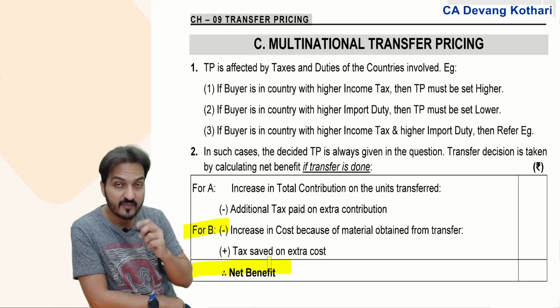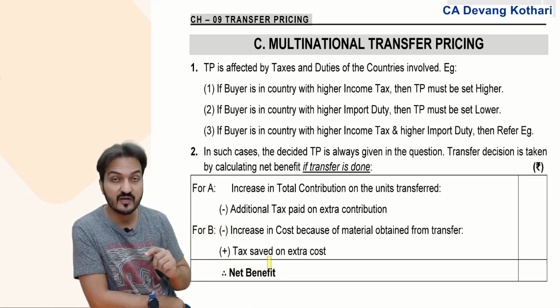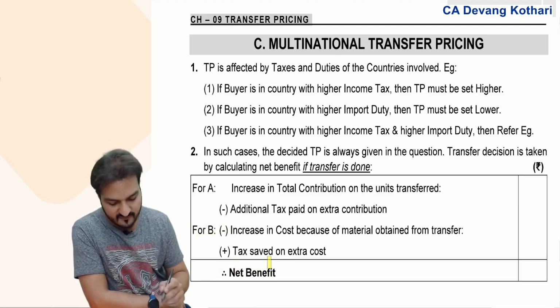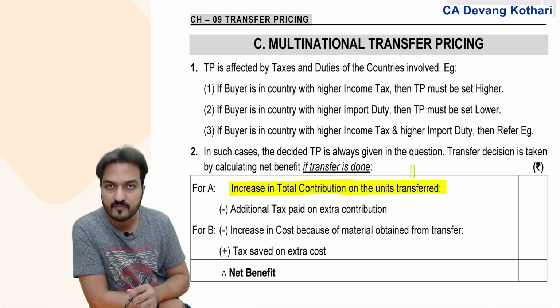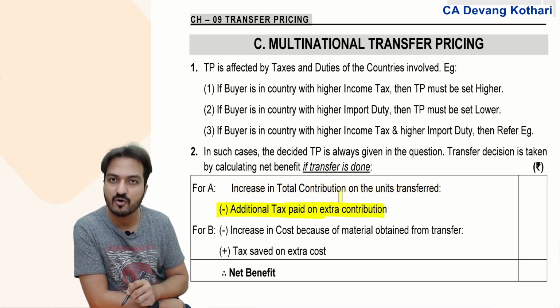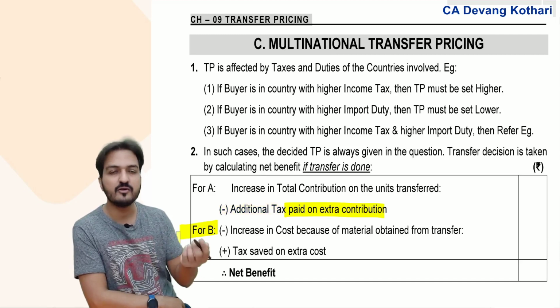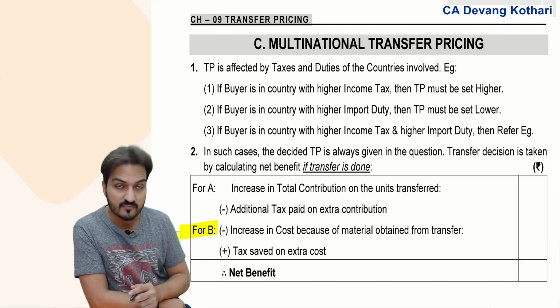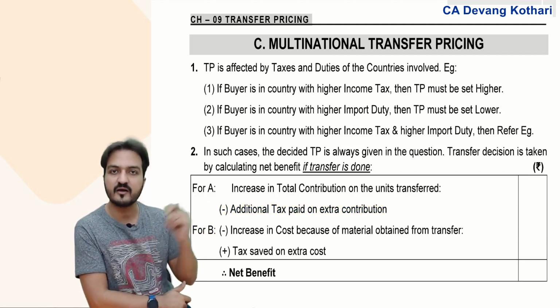For example, when division A will do the transfer, it will change the contribution of division A. It will earn extra contribution on the units transferred, and on that extra contribution it will pay extra tax. While for division B, if it will obtain units from the transfer, then maybe transferred units will cost them more than the market purchase.